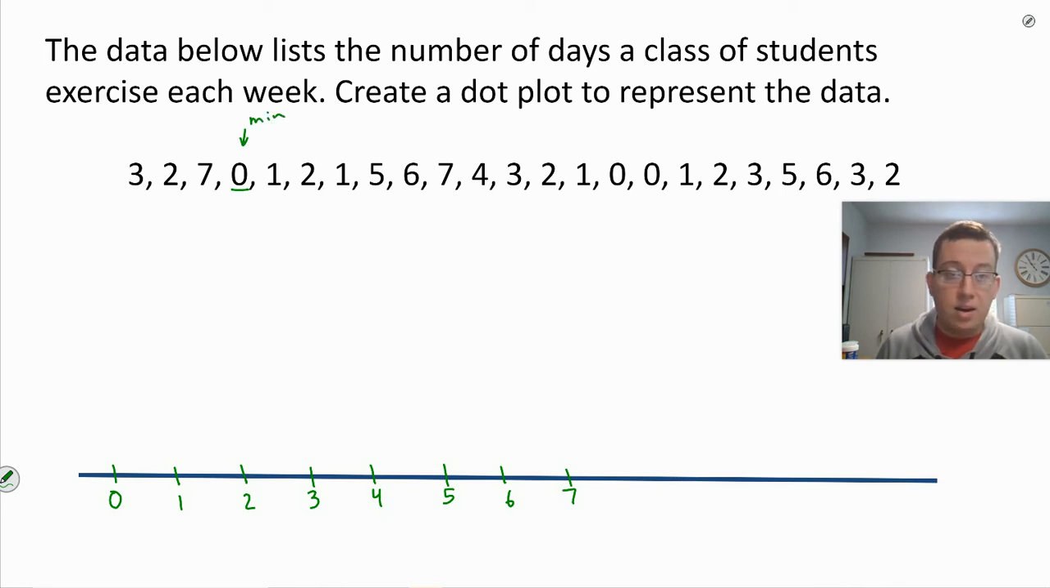Then we look at our largest. What's our maximum? And that's right here. What's our max? And so what we do is we go from our min to our max, and typically we're going to count by whole numbers. Typically 0, 1, 2, 3, 4.